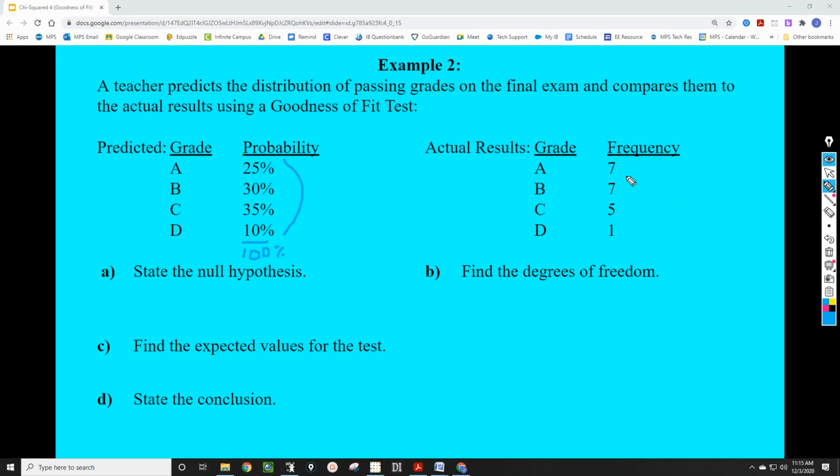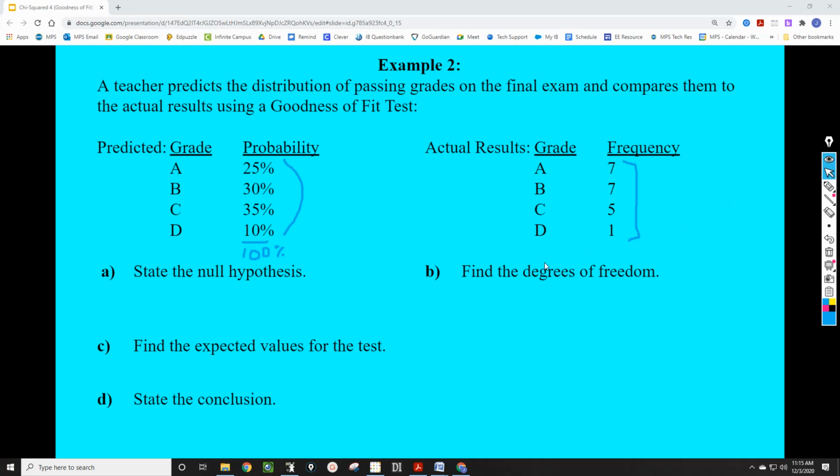So our actual observed data is over here, where we got 7 A's, 7 B's, 5 C's, and 1 D. And we want to know, again, is this within that level of tolerance, within that predicted distribution? So the first question is saying, state the null hypothesis. Well, the null hypothesis always says that we are consistent.